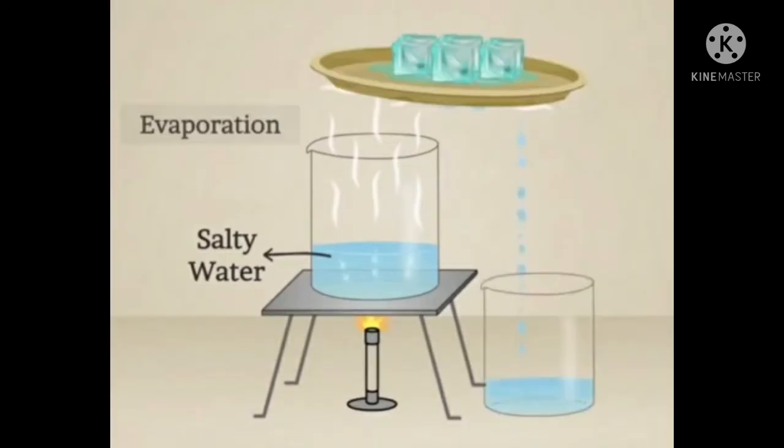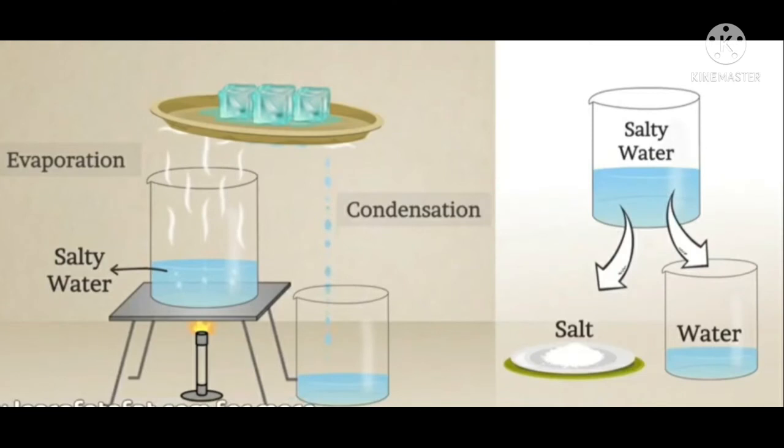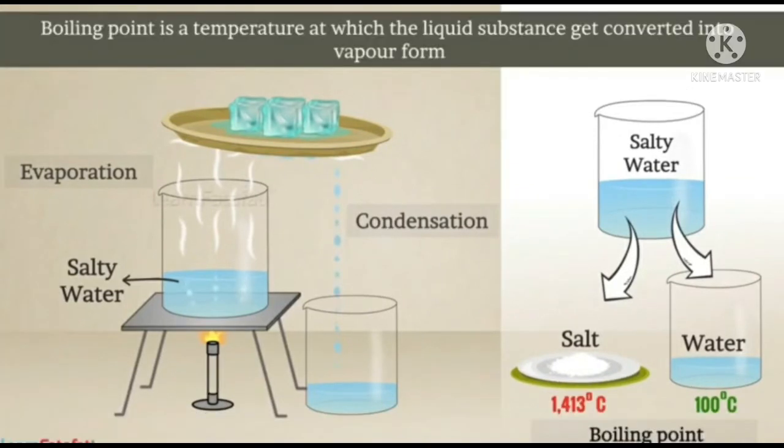This process is called evaporation. When the vapors come in contact with a cold surface, they change into liquid again. This is condensation. So, the changing of water into vapor and further changing into liquid on coming in contact with the cold surface is called condensation. With this method, the salt is separated from the water.